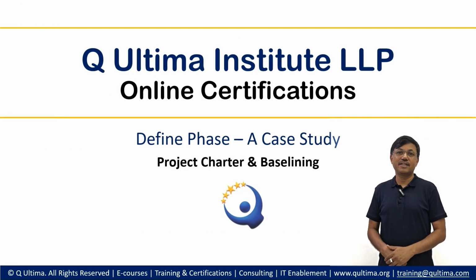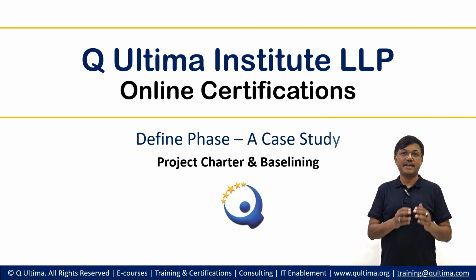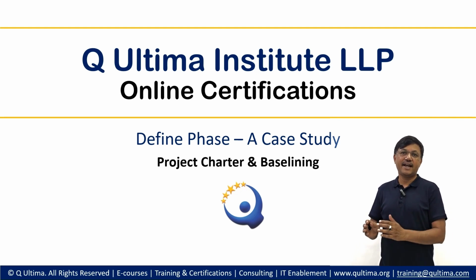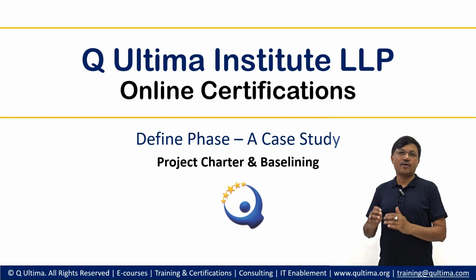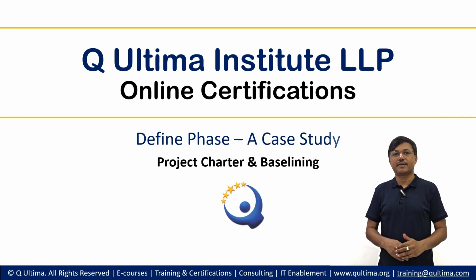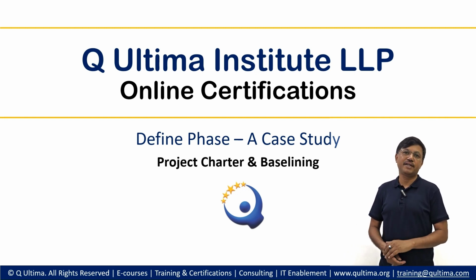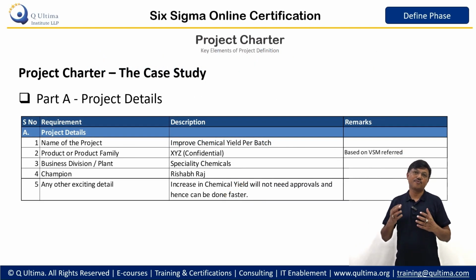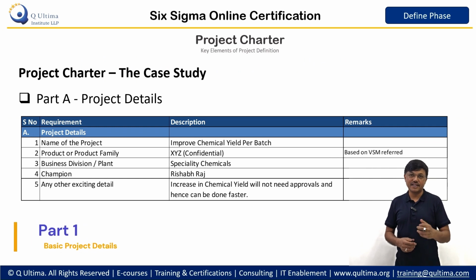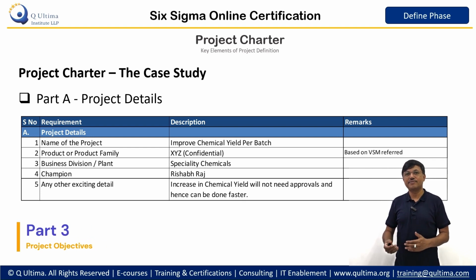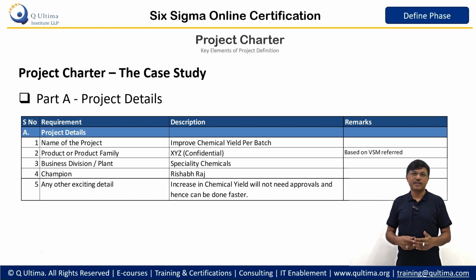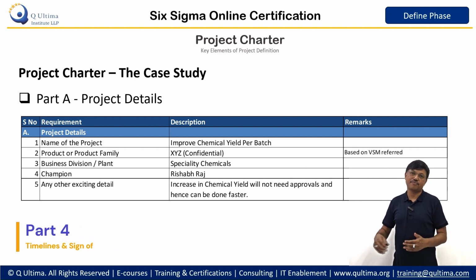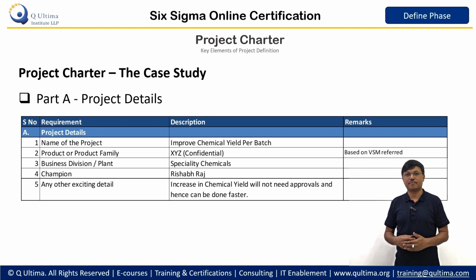The next step in the define phase is to write a project charter and, hand in hand, do the baselining of the business metric and primary metric. So we'll understand how the team made the project charter and did the baselining. The project charter consists of 4 parts. Part 1 gives the basic details of the project. Part 2 justifies the business significance of the project. Part 3 is basically the objectives we are taking for the project. And part 4 is the timelines and sign off from the critical key stakeholders of the project.